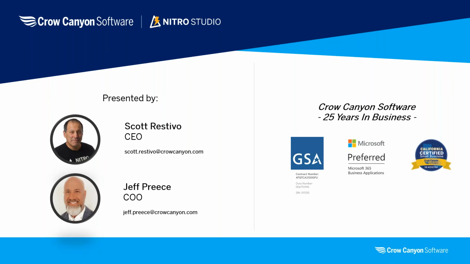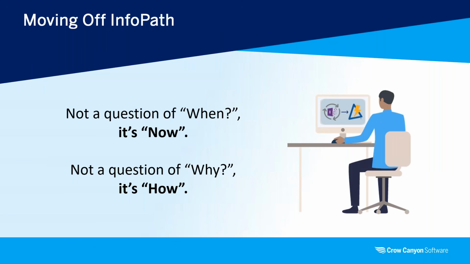We've been doing these InfoPath replacement webinars for over 5 years, I think even longer than that. At first we did a lot of talking about why you should move off and how it's outdated. Now we're just going into the how. It's not a question of when, the time is now. It's not a question of why, it's how. So what we want to do in this webinar is help you get to the how to do it. And hopefully, if not now, then in the near future, you'll be moving off of InfoPath forms into modern solutions.